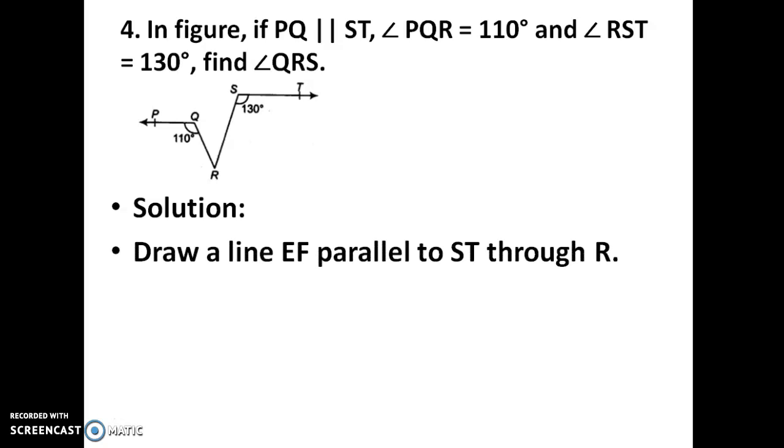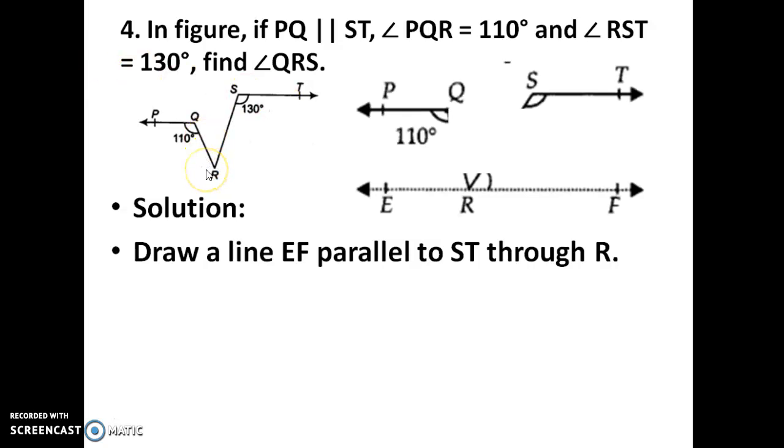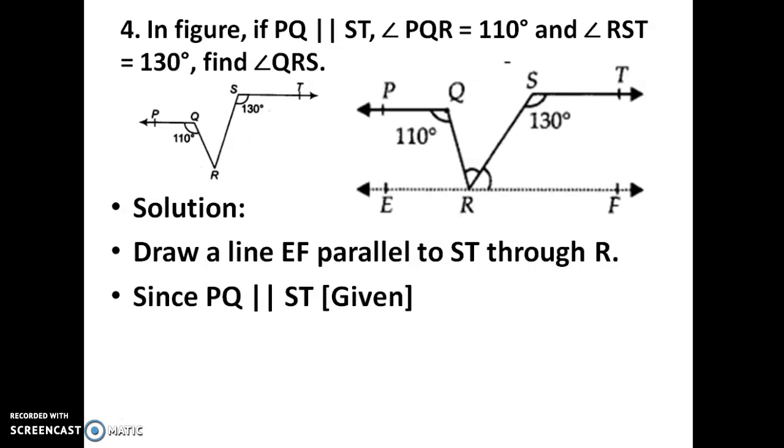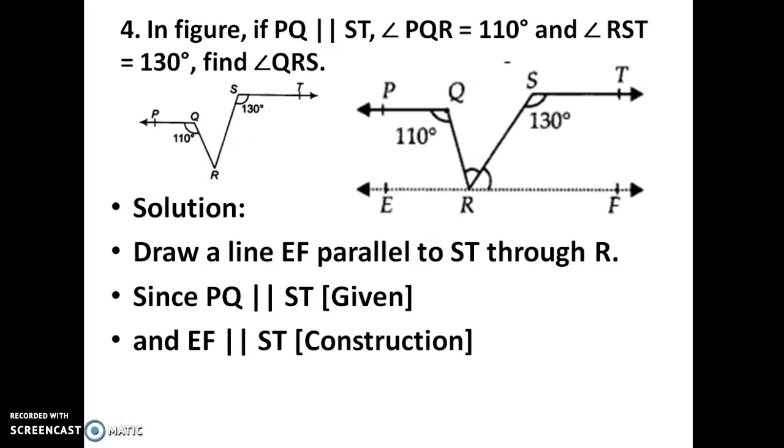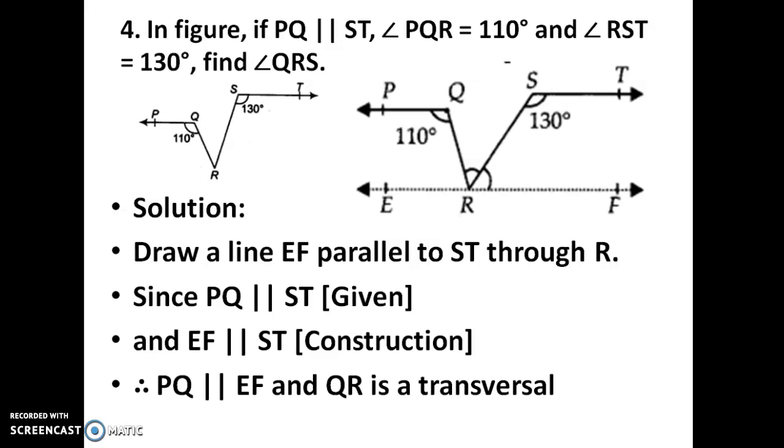Draw a line EF parallel to ST through R. Okay, through R we are going to draw a line parallel to ST. ST and PQ are already parallel, so one more parallel line to these two we are going to draw through R. Since PQ is parallel to ST, EF is also parallel to ST by construction. PQ is parallel to EF and QR is a transversal, is it not? So these two are parallel lines, PQ and EF, and QR is a transversal through these two lines.